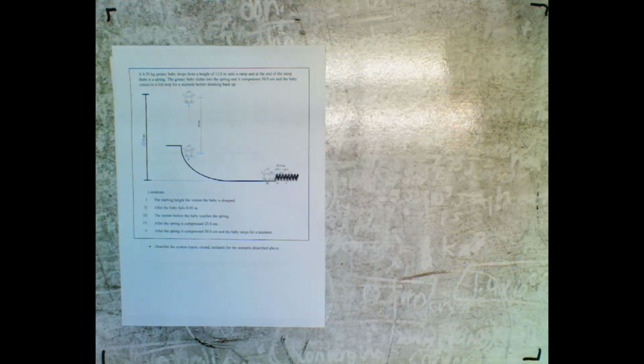The greasy baby slides into the spring and it compresses 50 centimeters, and the baby comes to a full stop for a moment before shooting back up. So the first question is asking, describe your system: open, closed, or isolated. There's a couple options. The first thing you have to do when I ask you a question like this is define your system.